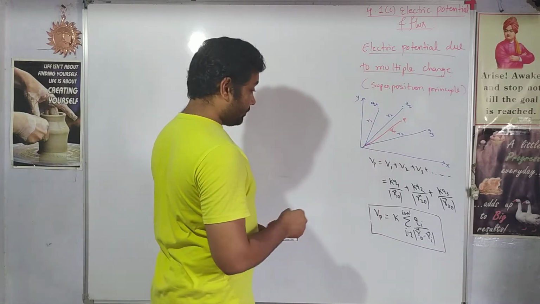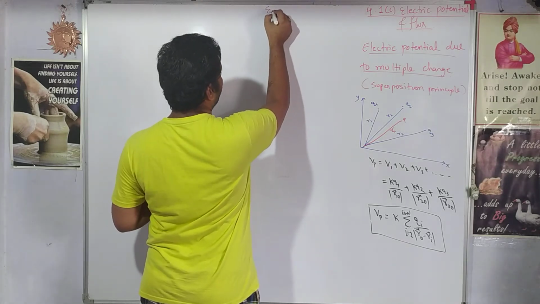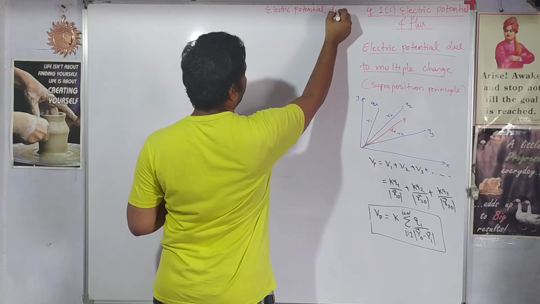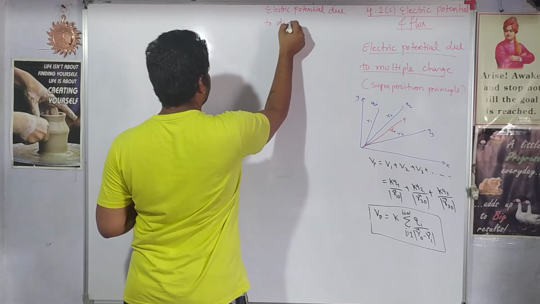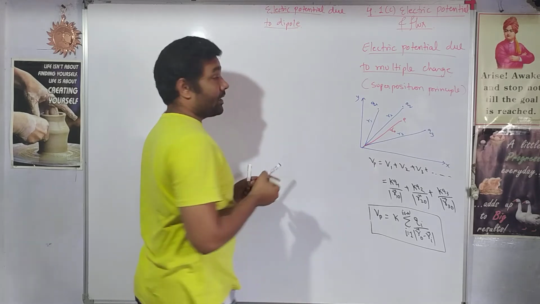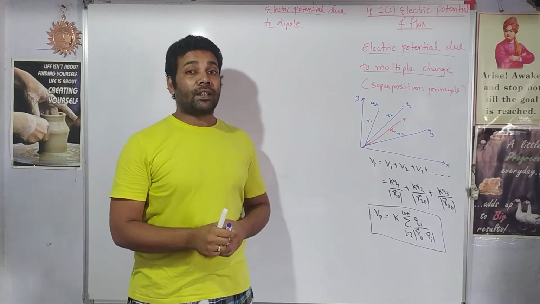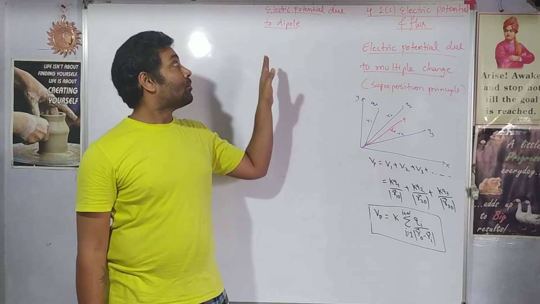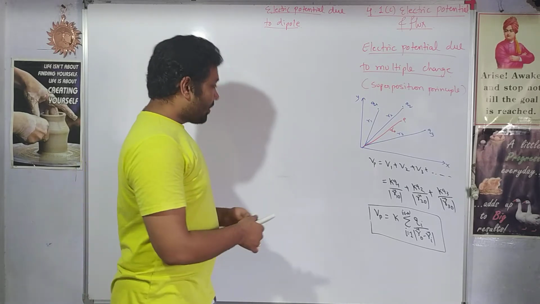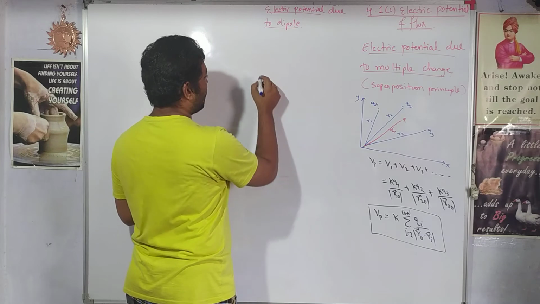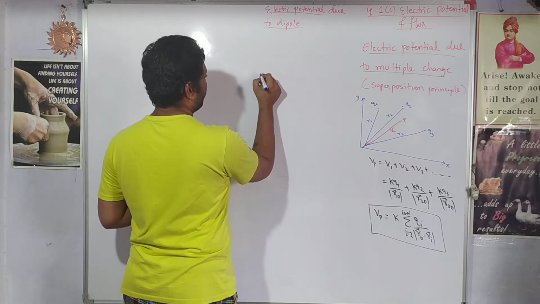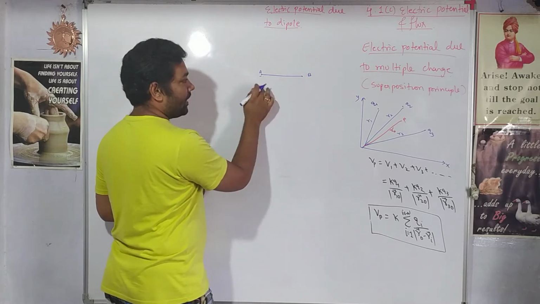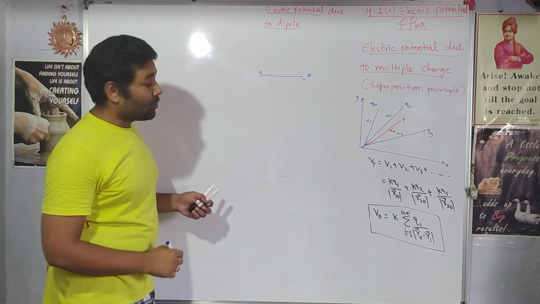Next we have electric potential due to a dipole. Again, if you recollect, we had found the electric field due to a dipole. Similarly, here we will find the electric potential due to a dipole. So let us say I have been given a dipole AB. At A there is a negative charge and at B there is a positive charge, right?